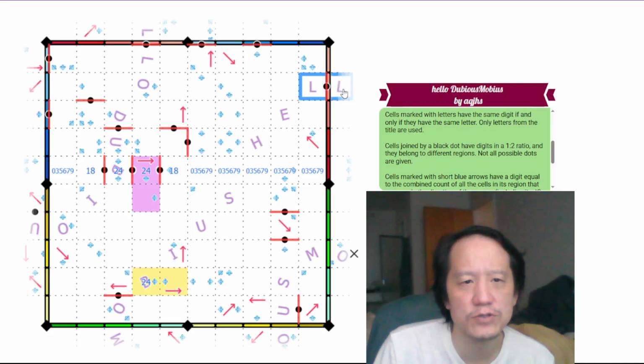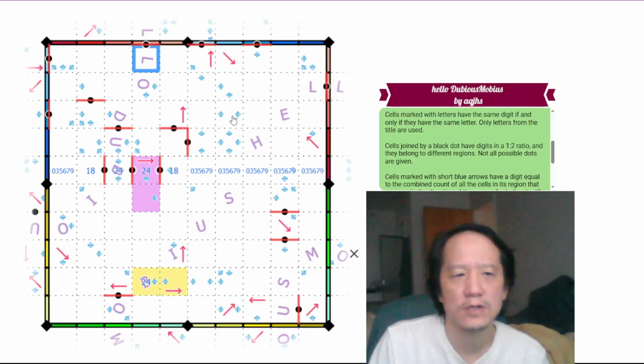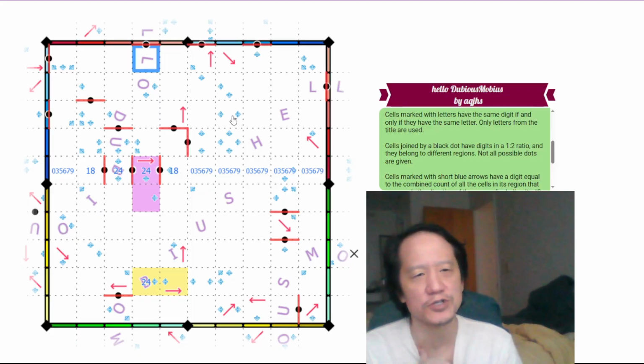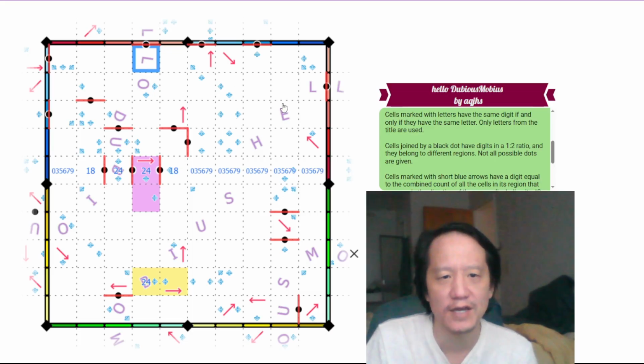This is in a 1 to 2 ratio with itself? Doesn't that mean it's 0? Right? The only digit that can be in a 1 to 2 ratio with itself is 0, and the L's have to be the same.